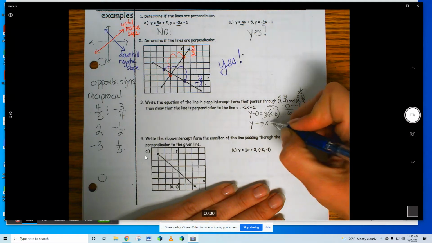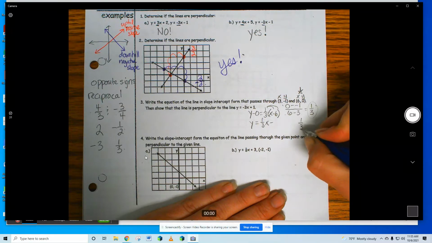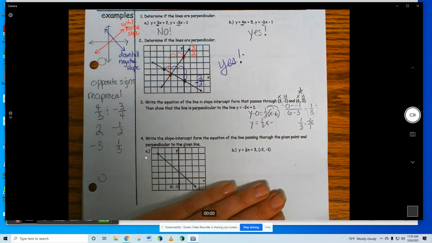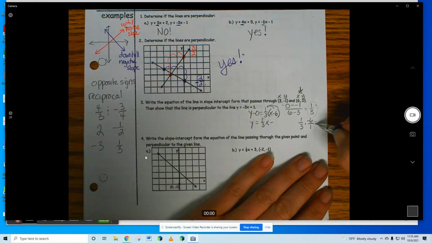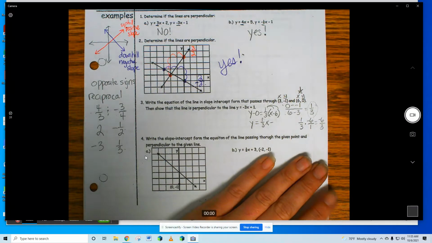1/3 x minus, what's 1/3 times -6/1? Are you guys good at that stuff? You need to be. It's like 2. Yeah, something like that.